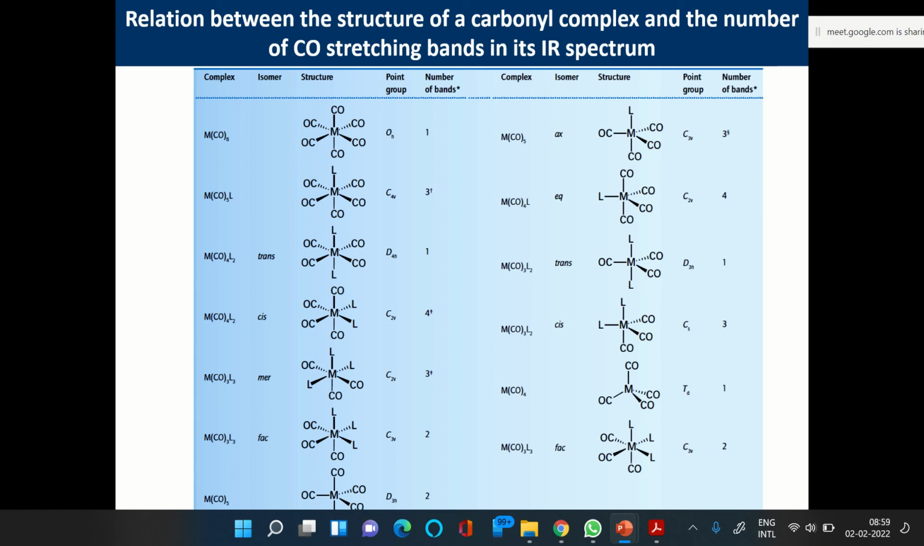So this is a correlation we can make between the structure of a carbonyl complex and the number of CO stretching bands. This is how we can do this. Starting with the highest symmetry possible, MCO6, the number of bands that you observe is only one.